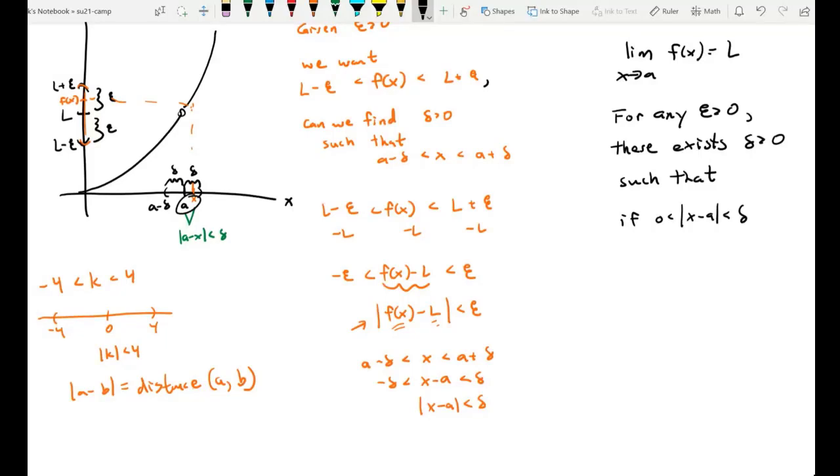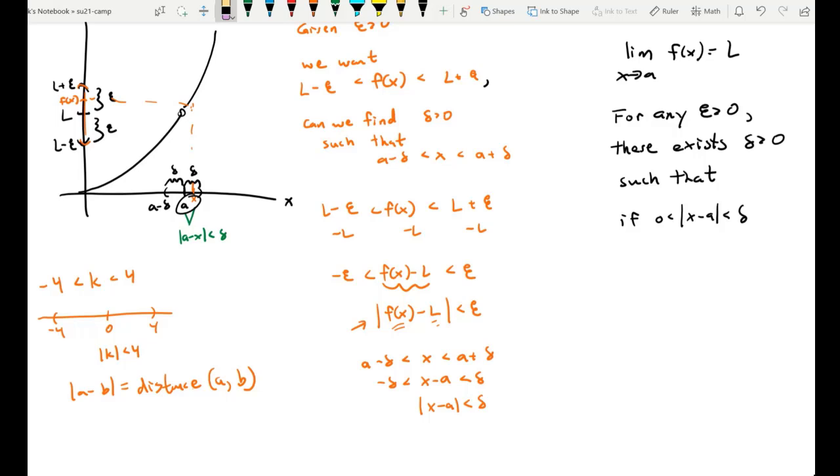And I'll say that's greater than 0, as a technicality, because remember, what would it mean for the absolute value of x minus a to be equal to 0? Well, that's the same thing as saying that the distance between x and a is 0. So wouldn't x have to equal a? Yeah. But remember, with limits, we don't care. We don't consider what happens when x equals a. So that's just a technicality.